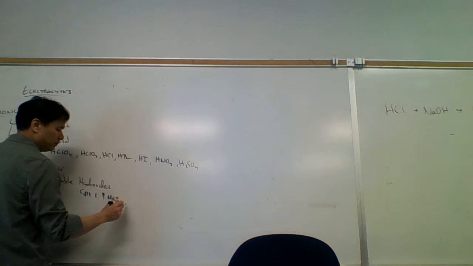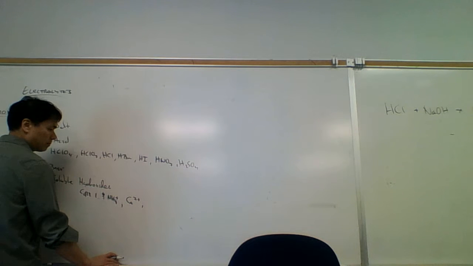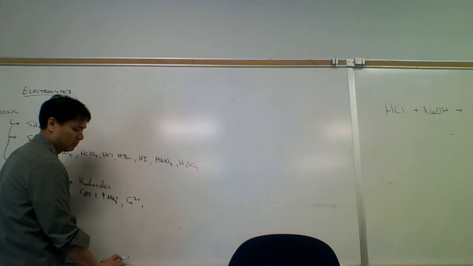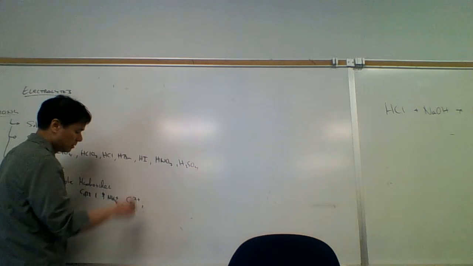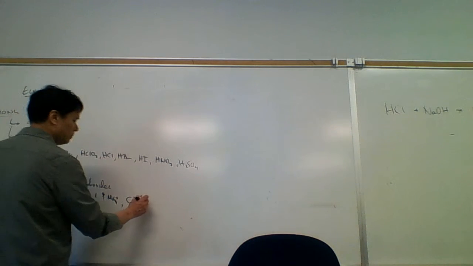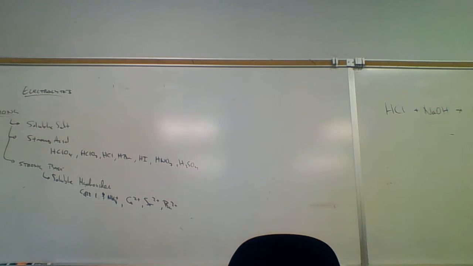Group 1, ammonium and calcium. What else? Did you write them down in your notes from last time? We didn't get that far. We didn't do the solubility rules. Did anybody write down the solubility rules for hydroxide? Strontium. Okay, calcium, strontium, and barium. Those 3. Those are the soluble hydroxides, and those are all strong bases.